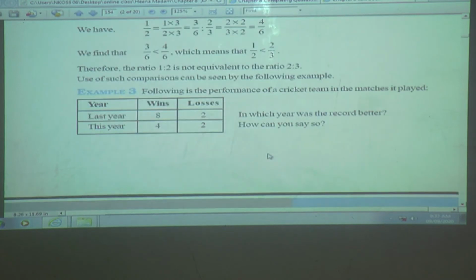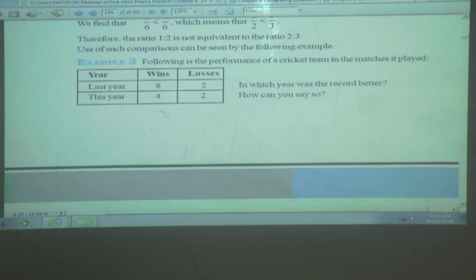We will see one example which will be very interesting for you. Following is the performance of a cricket team in the matches it played. Here it is given for last year and this year: wins are 8 and 4, and losses are 2 and 2. In which year was the record better?